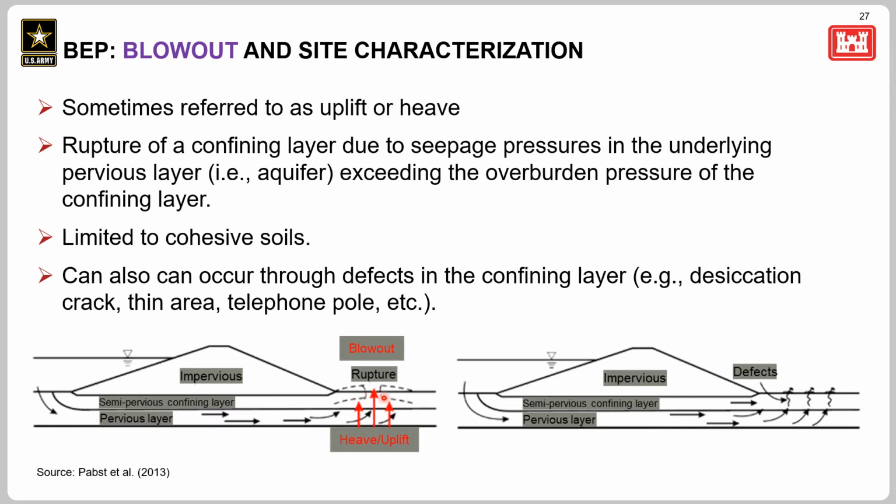It's generally limited to cohesive soils where there's a cohesive blanket with a pervious layer underneath. It can also occur when there are defects in the confining layer, such as cracking from desiccation or thin areas, or penetrations like telephone poles or fence posts or that kind of thing.